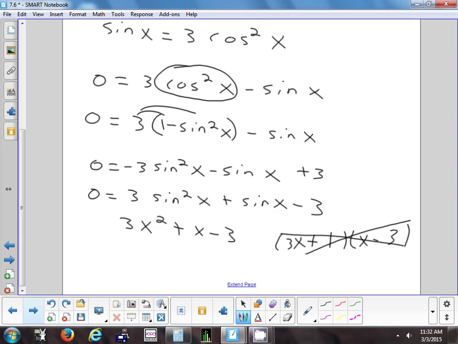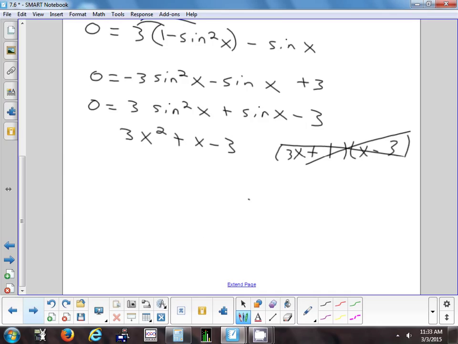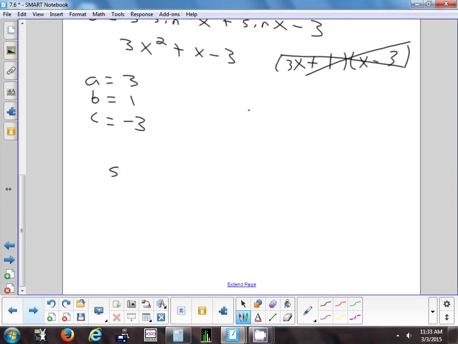So since we can't factor it, what else can we use to solve it? Oh, Cody? Yeah, quadratic formula. Okay, so write down your A, B, and C. And remember, we're not solving for x. When we're done, we're going to get sine x equals. Okay, in fact, I'll write it. We won't round it off.